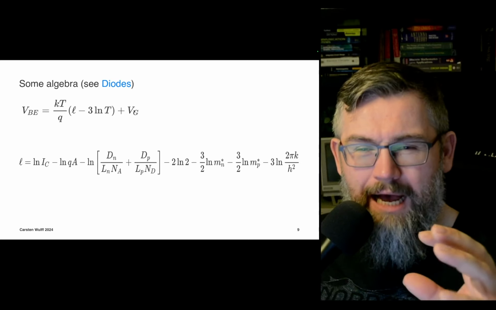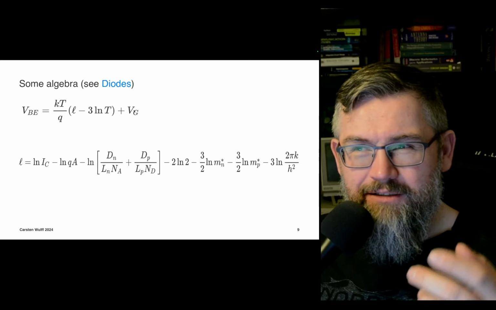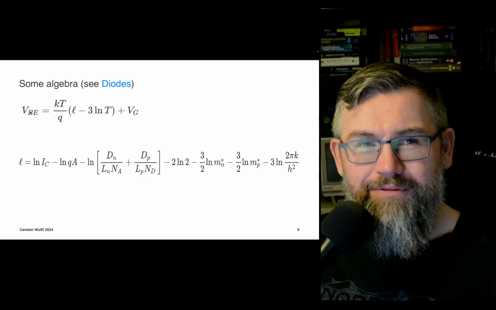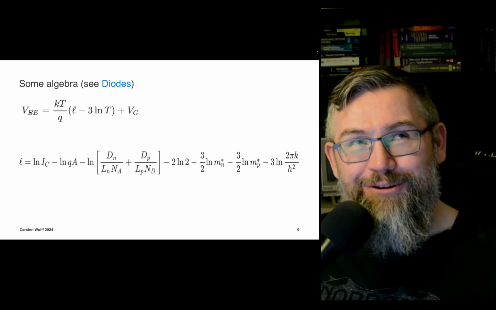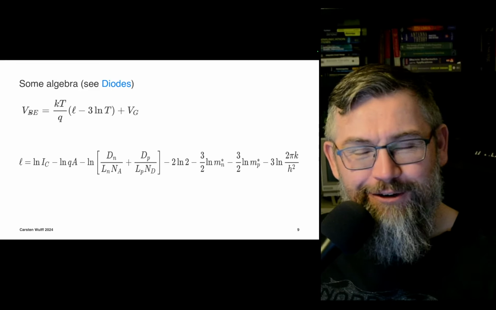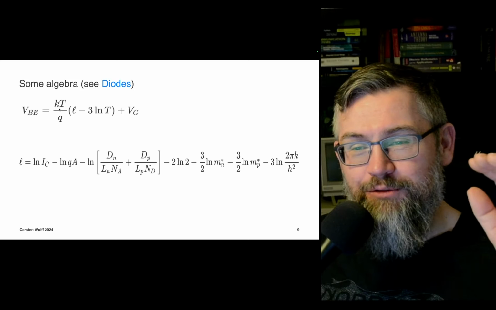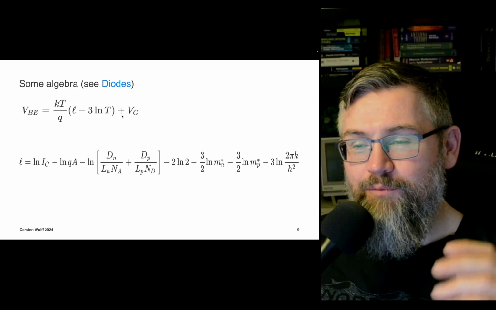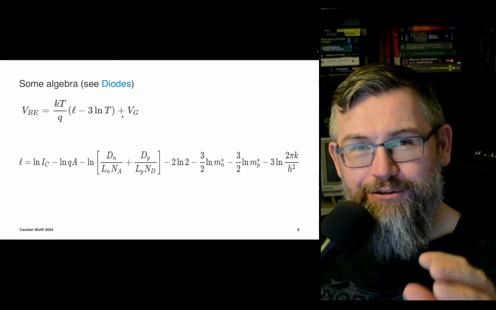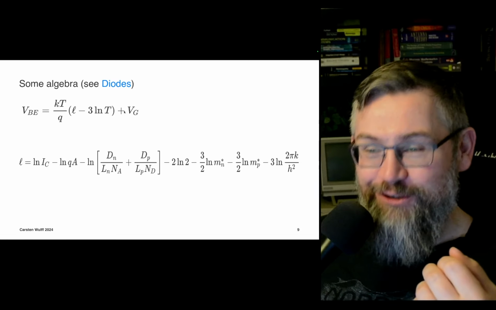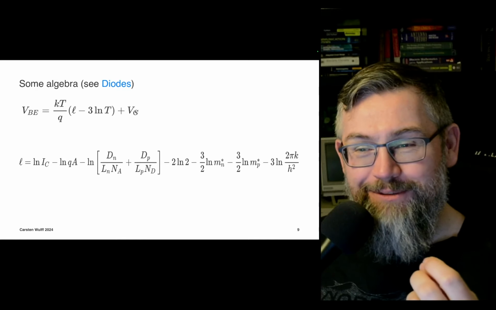Now, at 0 Kelvin, I don't think the base emitter junction necessarily works, but anyway, that's where it extrapolates to. All the base emitter junctions in the world at 0 Kelvin go to roughly the bandgap of silicon.